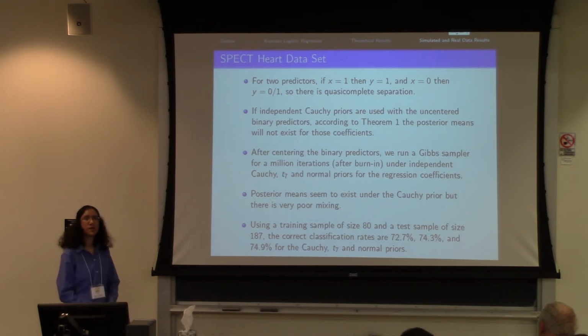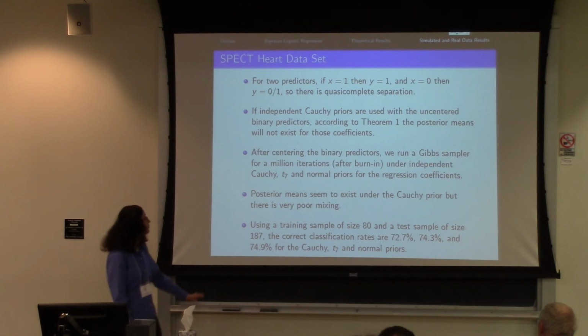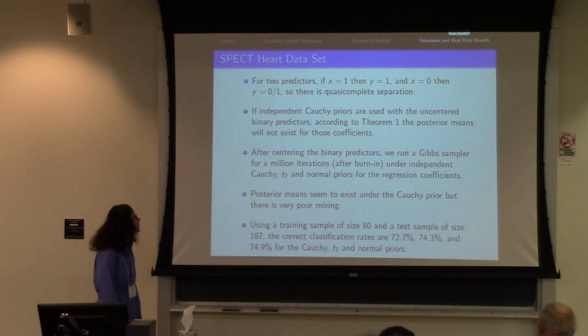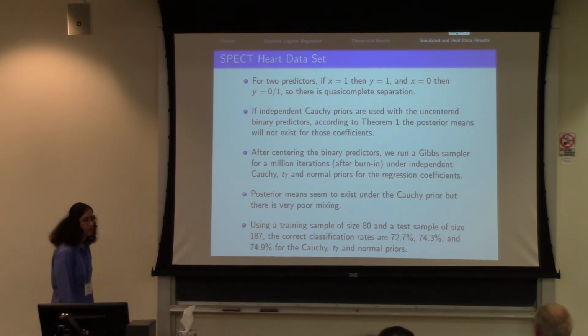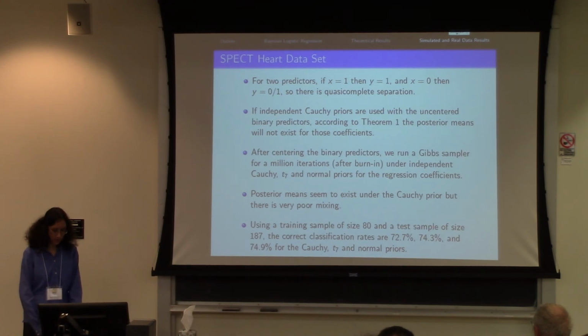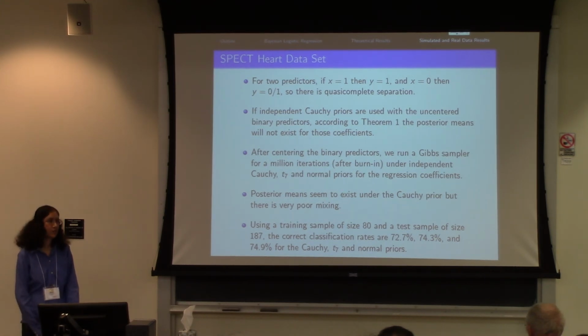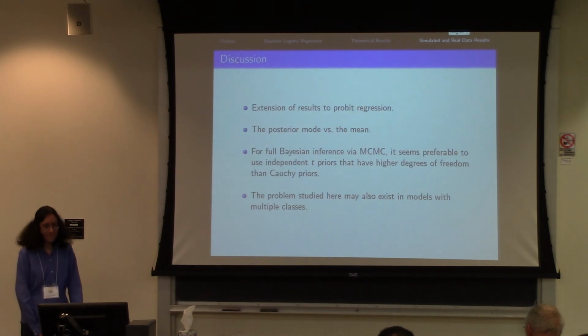This is a case where we still don't have a theoretical result, but we think it's similar to the simulation study where the posterior means exist, but the convergence for the Cauchy prior is very, very slow compared to the other priors. And this data set comes with a training and test sample. So in terms of the correct classification rates, they're very similar across the different priors. We don't see the Cauchy being a lot better than the other 2. In fact, in this case, it's a little worse. But we have looked at other data sets, and they basically look very similar.